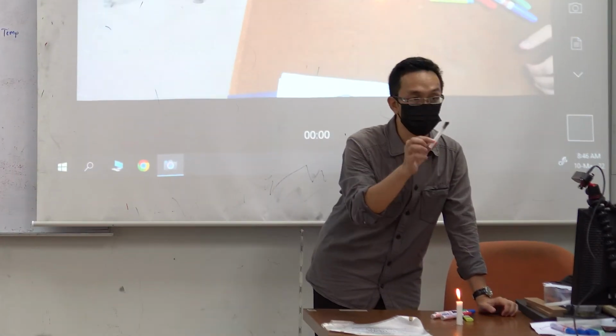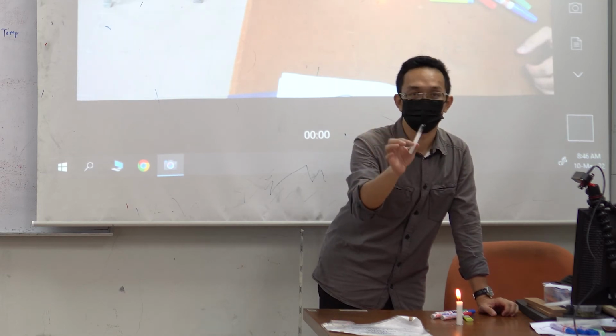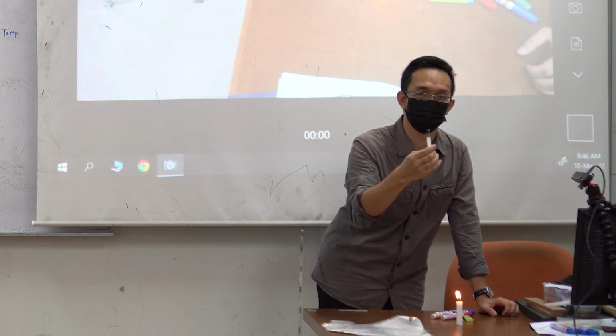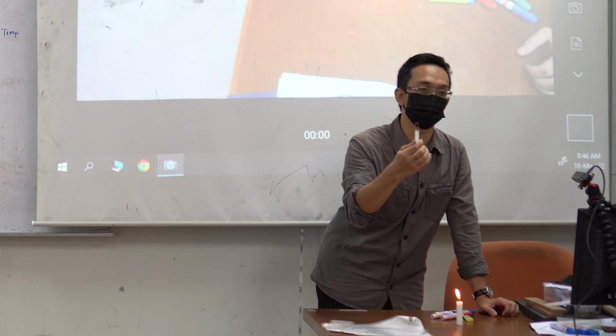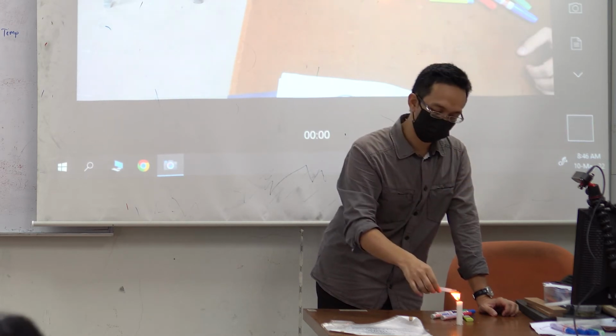If you look here, you see it's black. Why is it black? Carbon. Carbon from where? Is it degraded or what? Rhoda, why is it black? Why is it black when I do this?